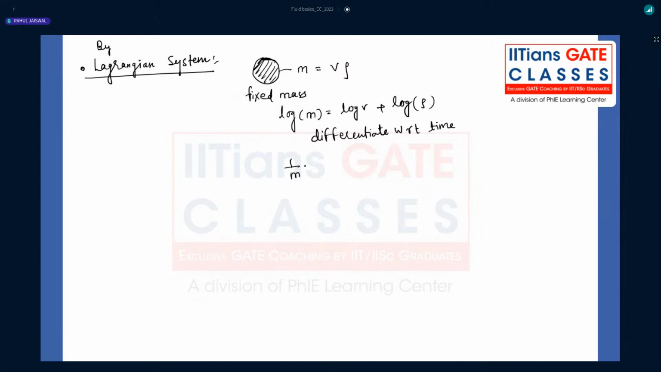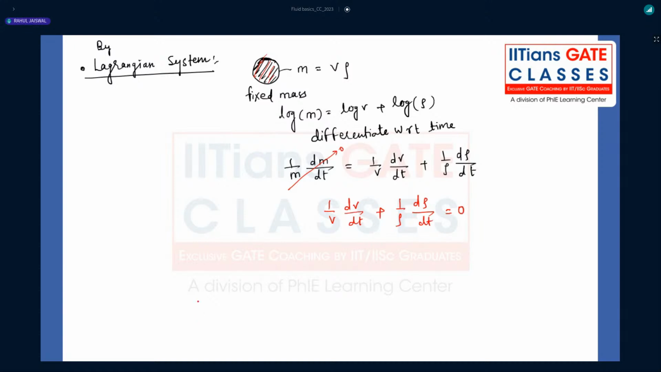So what will we get? (1/M) dM/dt equals (1/V) dV/dt plus (1/rho) d rho/dt. My dear friend, you know that a fixed mass will not change its mass with respect to time, so dM/dt will be 0. Yes or no, guys? You have a body, you have its weight, and with respect to time the total mass of the body will not change. It will be the same. So (1/V) dV/dt plus (1/rho) d rho/dt will be 0.